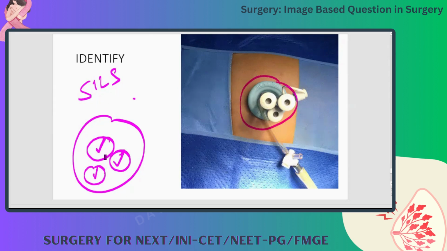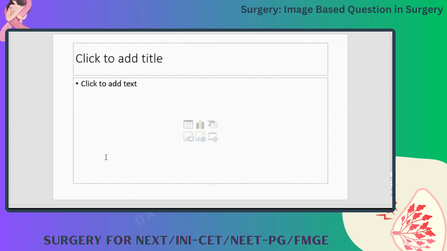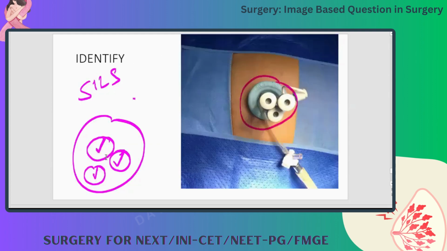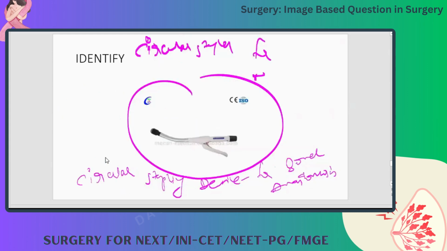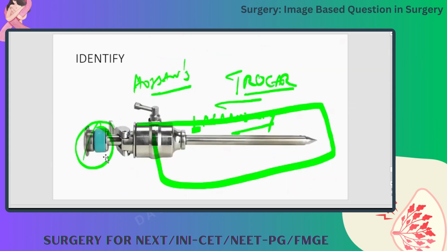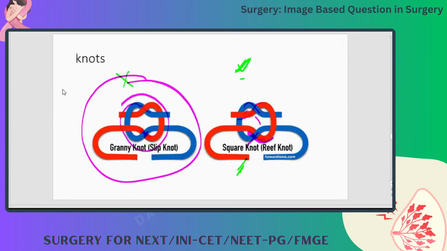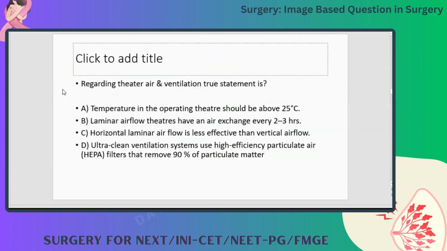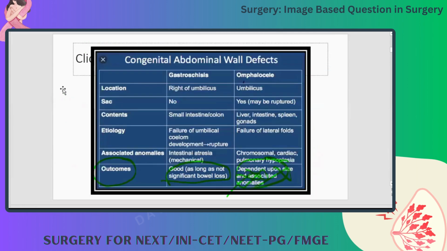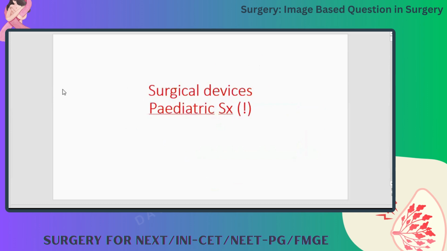Clear? It is also known as LESS, laparoendoscopic single-incision surgery. LESS and SILS are the same. Laparoendoscopic single port surgery. What is NOTES? Natural orifice transluminal endoscopic surgery.